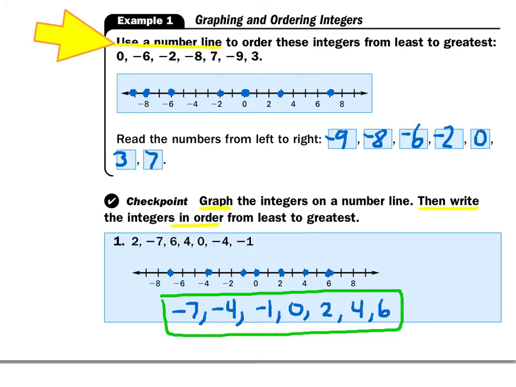And with this checkpoint, they want us to graph the integers and then write the integers in order. So I graphed +2, I found +2. I graphed -7, it's right here between -6 and -8. I graphed 6, okay, and so on. I graphed all those points and then I read them from left to right to make my list. -7, -4, -1, 0, 2, 4, and 6.